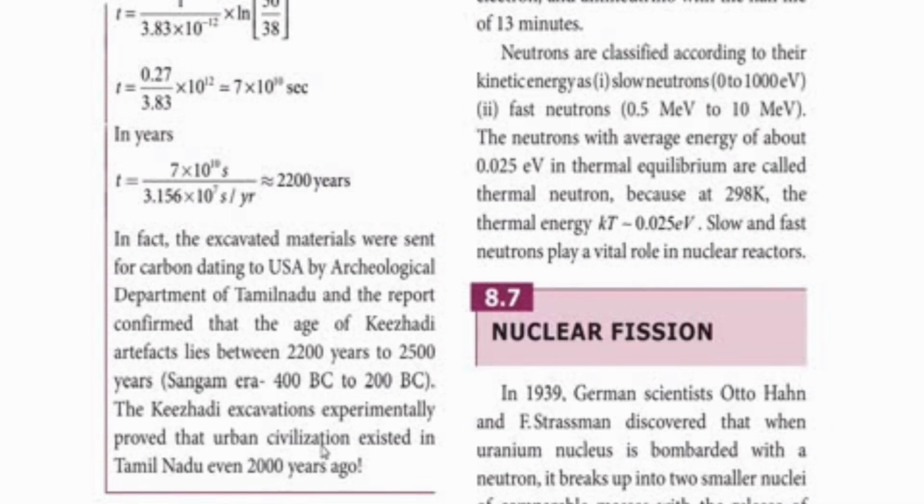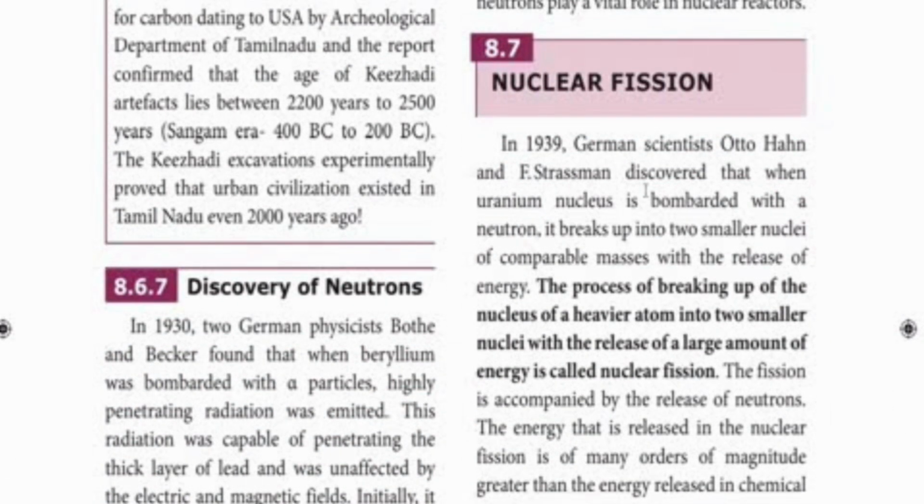Slow neutron means 0 to 100 electron volt, and fast neutron is 0.5 mega electron volt to 10 mega electron volt. Thermal neutron energy is very small, 0.025 electron volt. The thermal neutrons and the slow neutrons are together called slow neutrons. These neutrons are used in nuclear reactors. Next we are going to see the nuclear fission reaction.